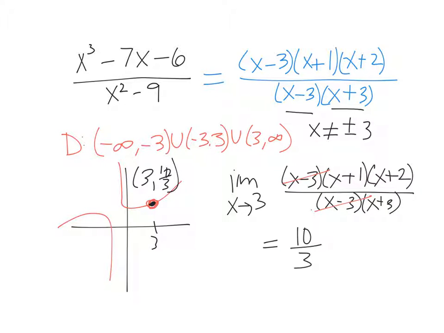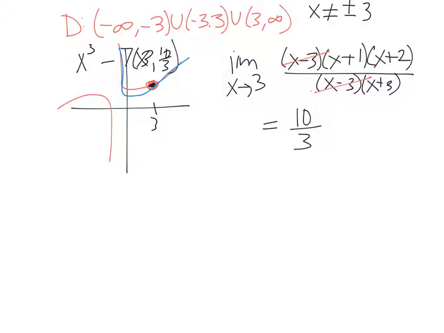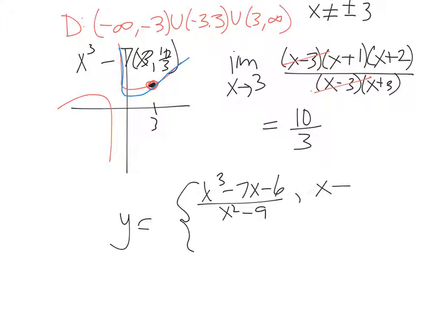So now if I'm tracing that piece of the graph, it's continuous, because I have the hole filled in. The way we can write that the hole has been filled in is using piecewise function notation. So we say it's still the original function, x cubed minus 7x minus 6 over x squared minus 9, everywhere except at x equals 3. That's what x cannot equal 3 means. And then at 3, we say it's 10/3. So we'll just fill in that one point on the graph at 10/3.